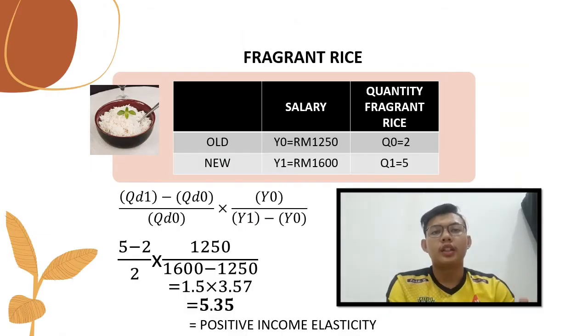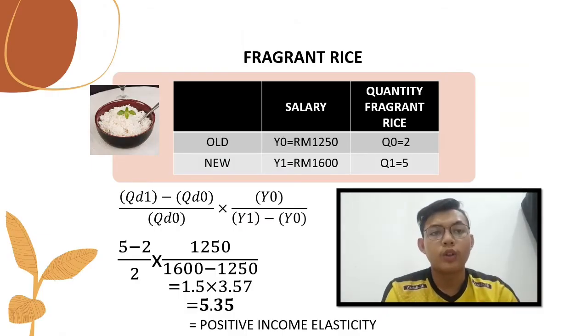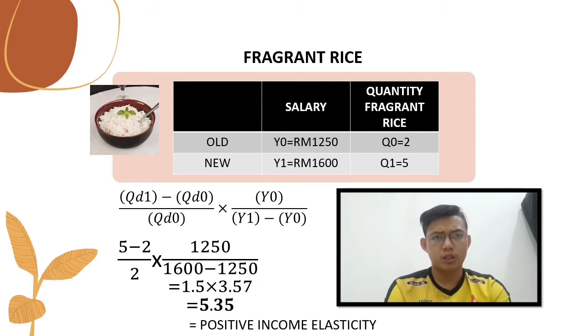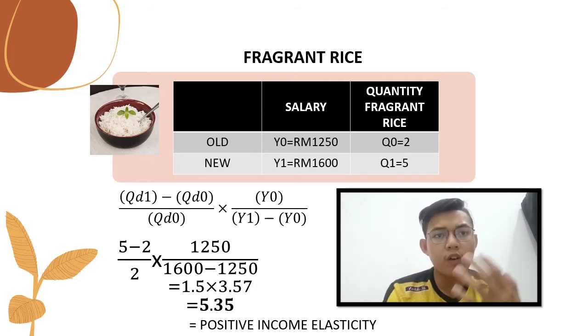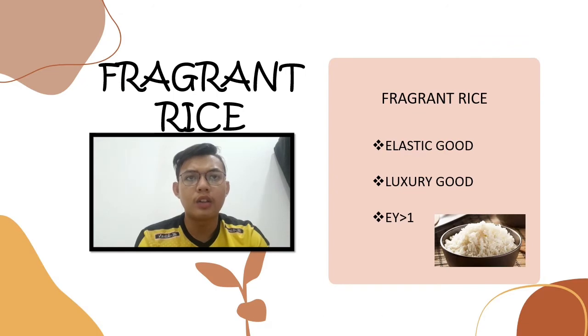The second thing is fried rice. When we use the formula, we get 5 minus 2 over 2 times 1,250 over 1,600 minus 1,250. So we get 1.5 times 3.57, so we get 5.35. From the answer 5.35, we know that the fried rice has positive income elasticity. Fried rice is an elastic good, a luxury good, and the EY is larger than 1.